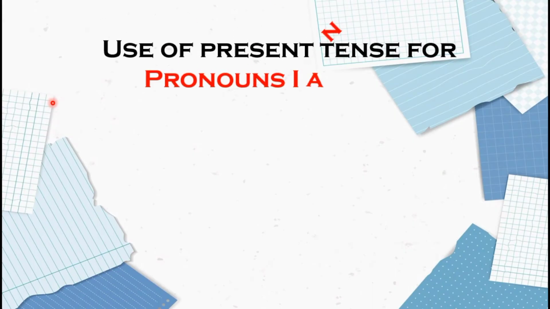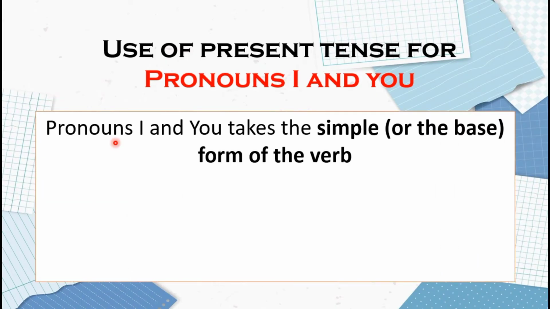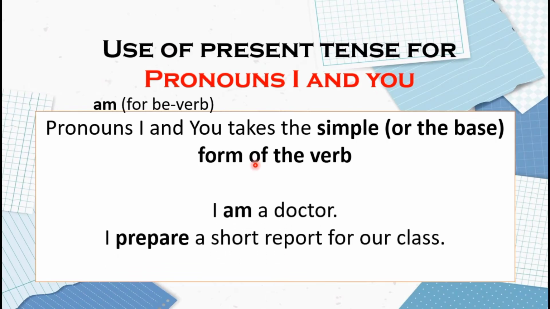How about the use of present tense for pronouns I and you? Though singular in nature, the pronoun I, when used in a sentence, uses am for its be verb and takes the simple or base form of the verb when expressing the present tense. For example, I am a doctor. I prepare a short report for our class.